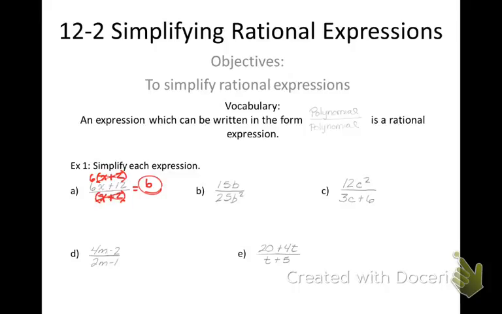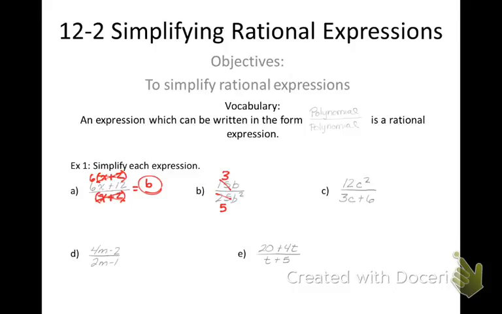Okay, if there's no plus or minus sign, you can just reduce like a normal math problem. What can be taken out of 15 and 25? 5. So 5 can go into 15 3 times, and 5 can go into 25 5 times. Okay, is there a b on the top and the bottom?